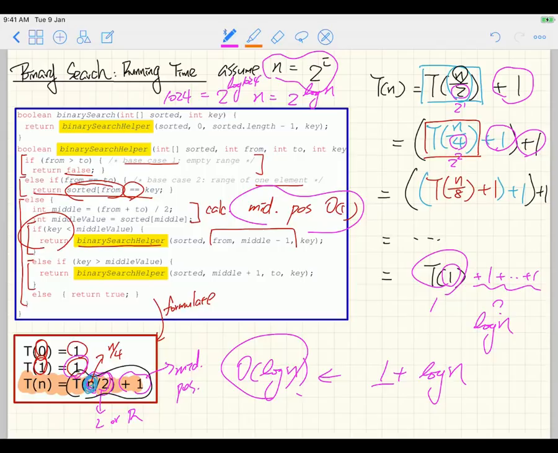I'm just saying that assume that n is simply a number that you can take the log base 2 of and get an integer. For example, n could be 4, it can be 8, it can be 1024. When you take the log on base 2, it just gives you an integer. We'll just assume that.